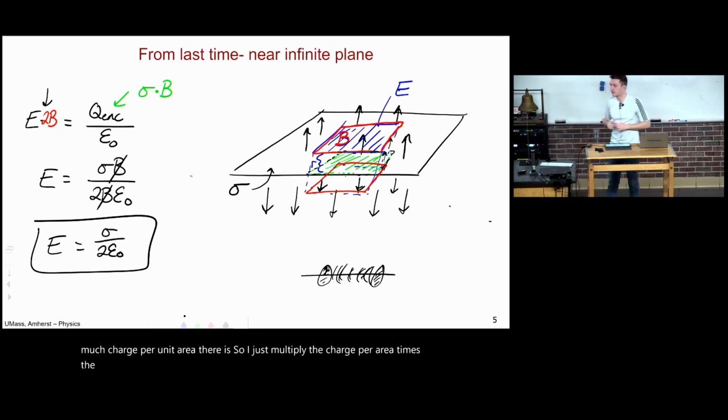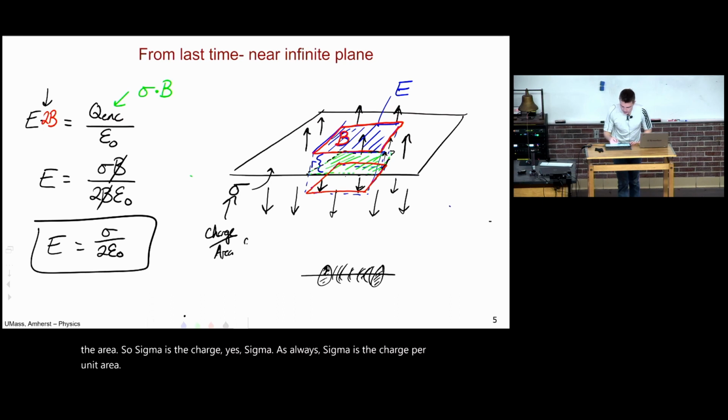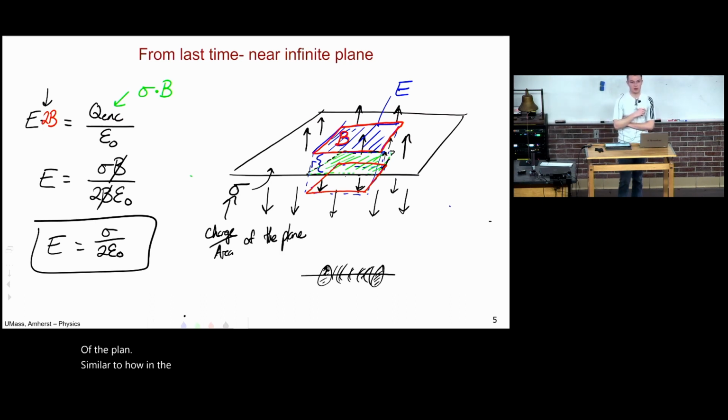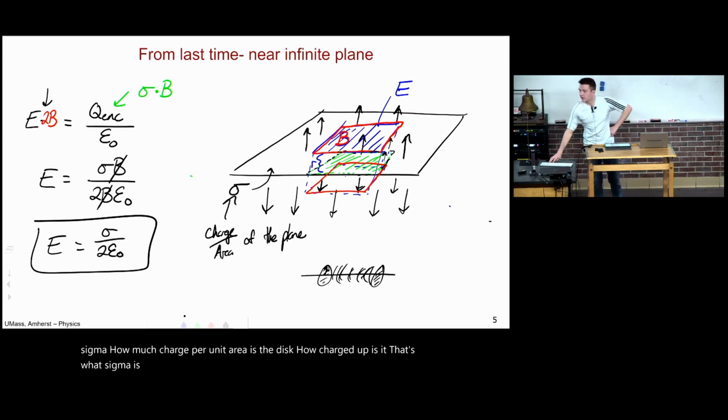Oh, so sigma is the charge per area? Yes, sigma, as always, is the charge per unit area of the plane. Similar to how in the charged disk problem you were worried about what is sigma, how much charge per unit area is the disk, how charged up is it? That's what sigma is here. Yes.